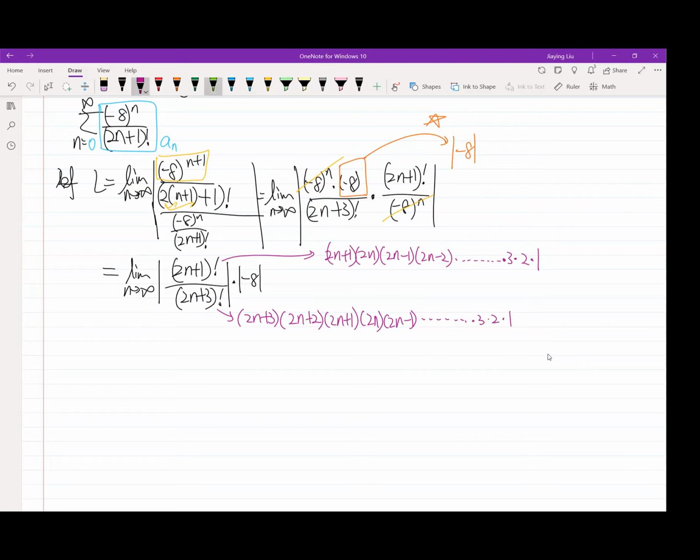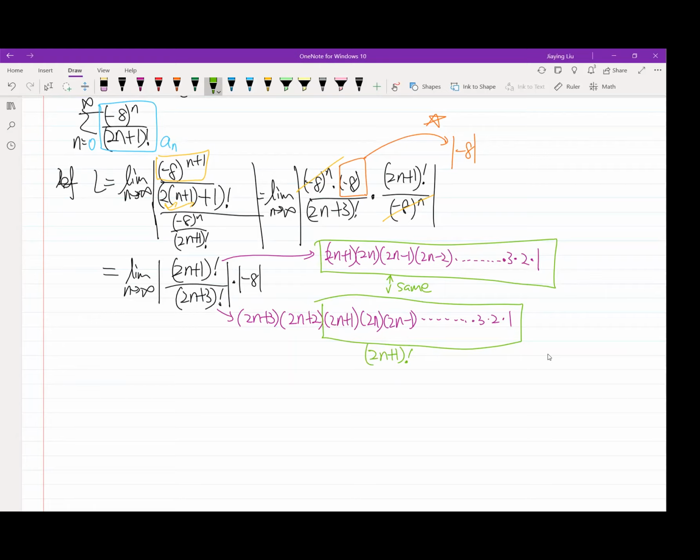Now, if you look at the (2n plus 3) factorial, when we expand it, this part is exactly the same as the one above. So they're the same, right? Which means that the part in the green box is equivalent to (2n plus 1) factorial.